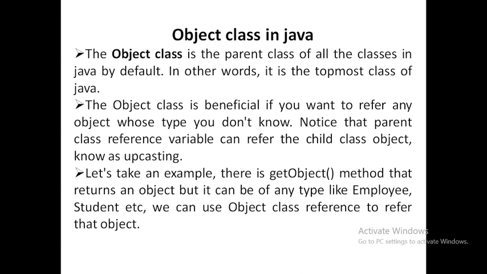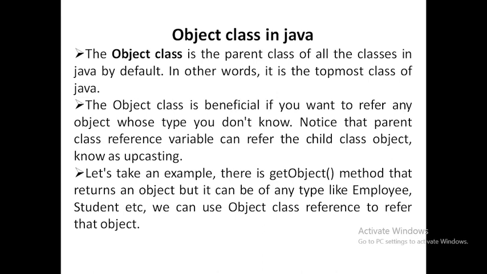Notice that a parent class reference variable can refer to a child class object, known as upcasting. I already discussed what upcasting is. So a parent class reference variable can refer to the child class object, that is the upcasting concept. So here the Object class is beneficial, since it can refer to an object whose type you don't know.